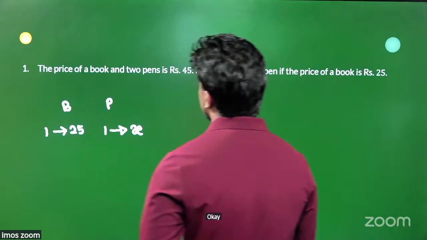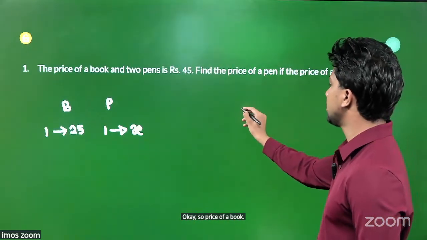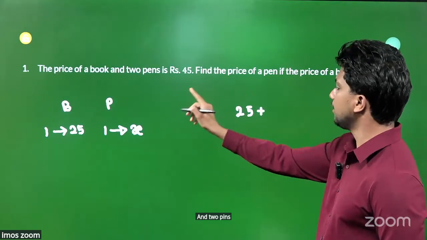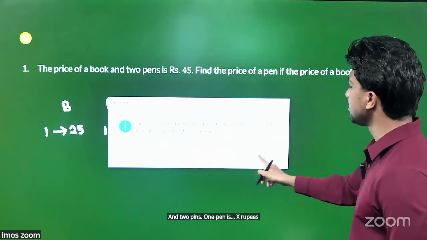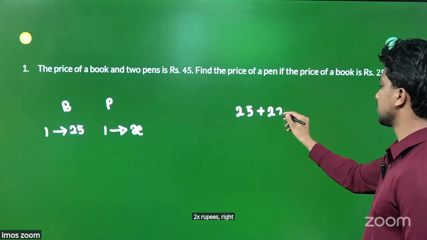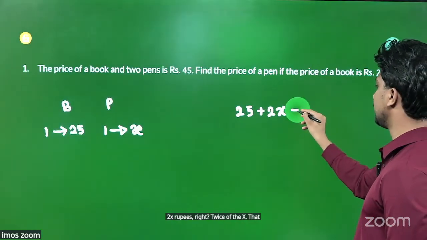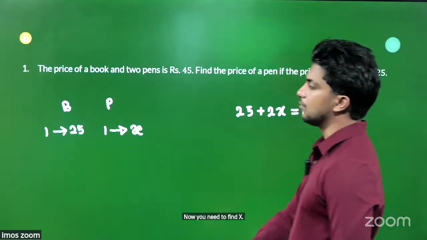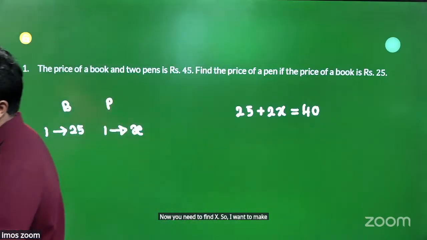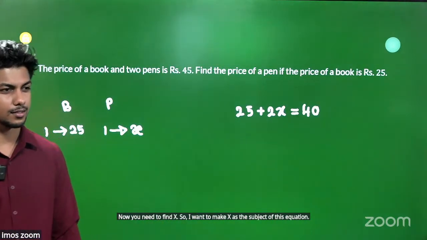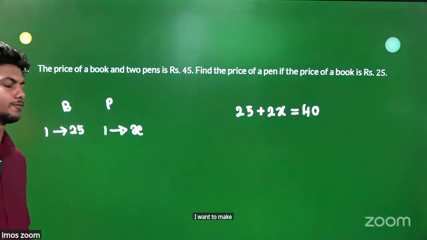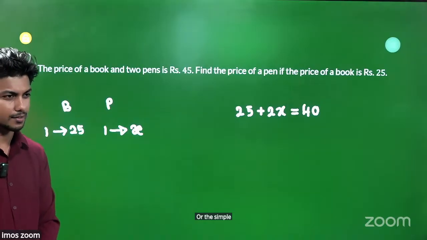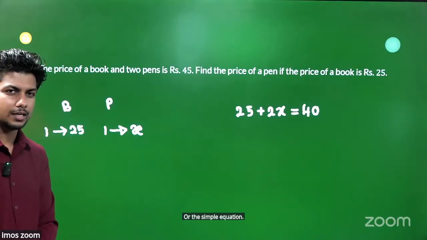So the price of a book is 25, and 2 pens: 1 pen is X rupees, then 2 pens is 2X rupees. So 25 plus 2X is equal to 45. Now you need to find X. I want to make X the subject of this linear equation, or simple equation. What can I do for that?